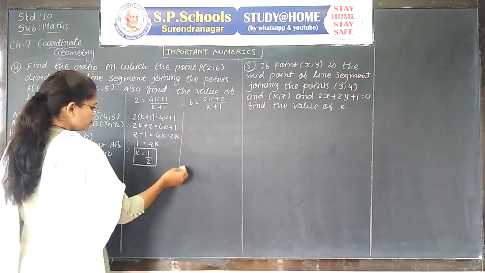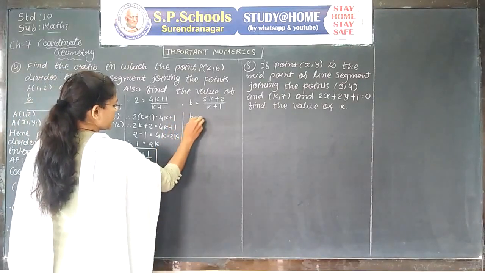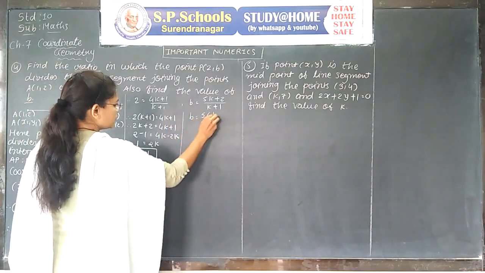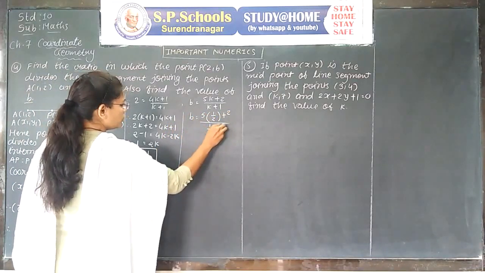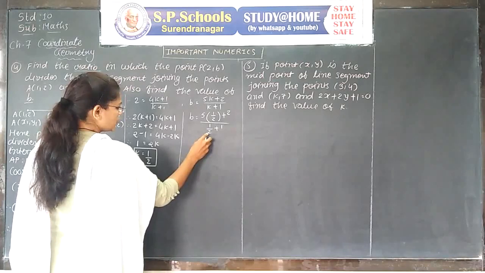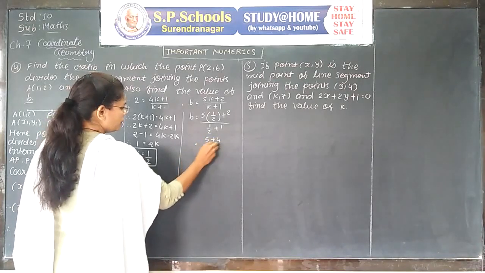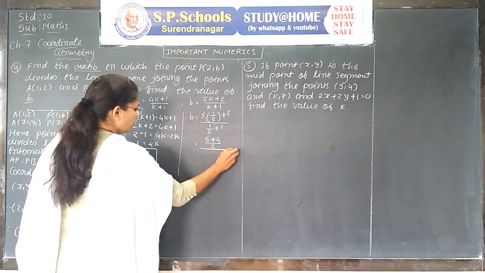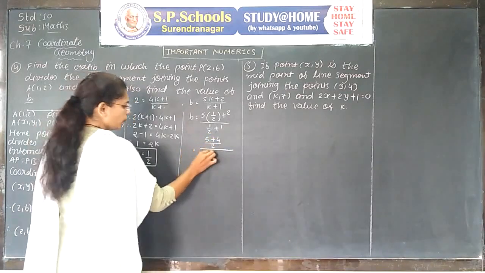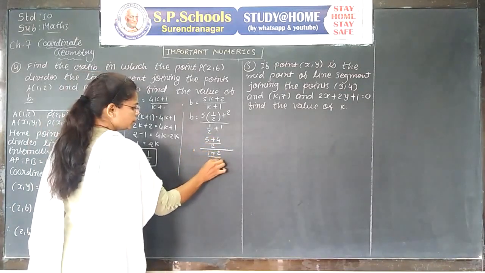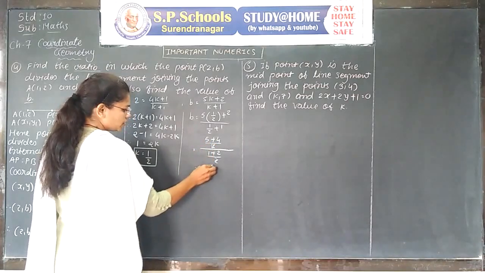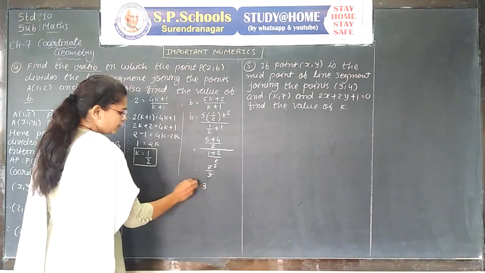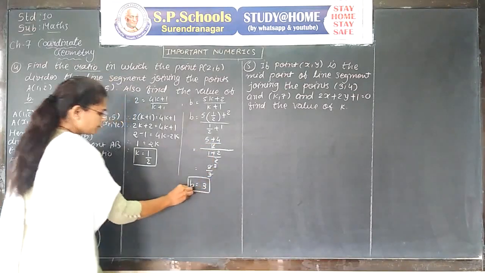Now we substitute this value of k in the second equation. b is equal to (5 times 1/2 plus 2) upon (1/2 plus 1). Take 2 as the LCM: (5 plus 4) upon 2 in the numerator, and (1 plus 2) upon 2 in the denominator. The 2s cancel. 5 plus 4 is 9, upon 3. 3 times 3 is 9. The value of b is 3.